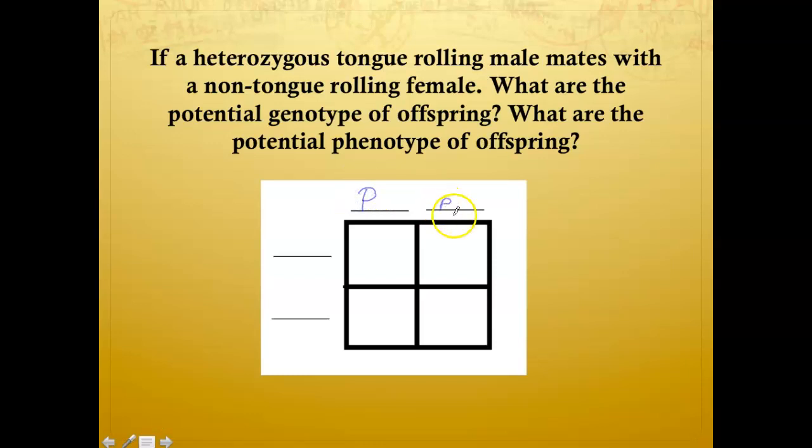Remember, based on the previous slide, we already know that this is the case of complete dominance. And non-tongue rolling female, and the only way to be a non-tongue rolling female is to have homozygous recessive alleles. So if we cross them, we could see that 50% of their offspring will have the tongue rolling ability, 50% will not. Or in other words, they have a 1-to-1 ratio.